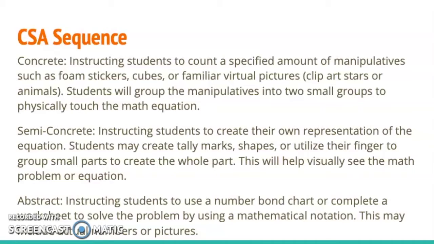And lastly, for abstract, teachers instruct students to use a number bond chart or complete a worksheet to solve the problem by using a mathematical notation. This may include actual numbers or pictures. And with the abstract, students tend to be doing this completely on their own.